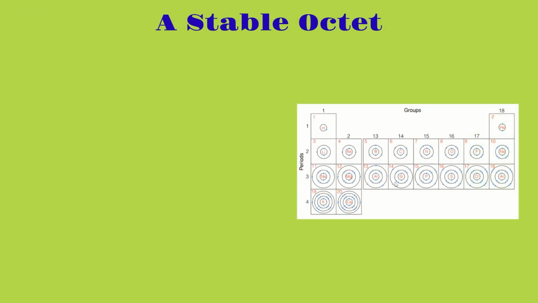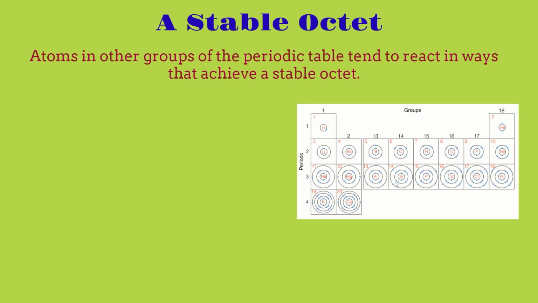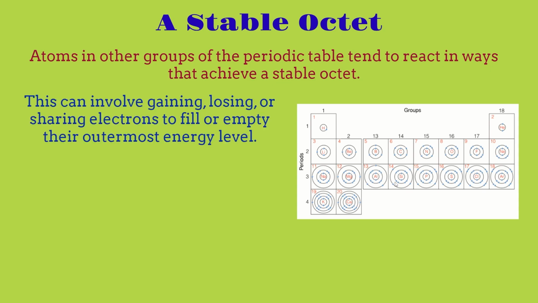So now we're going to talk about a stable octet. Atoms in other groups of the periodic table tend to react in ways that achieve a stable octet. This involves gaining, losing, or sharing electrons to fill or empty their outermost energy level. As we said in our last slide, some atoms have a valence electron count of 1, or some might have 7, and they're all trying to gain a stable octet, which means they all want to have a full outer shell.